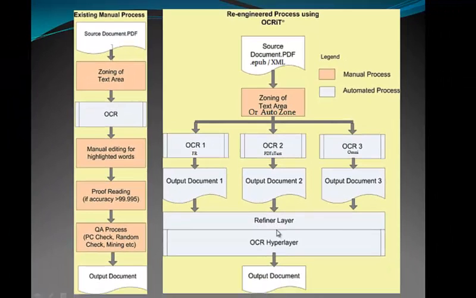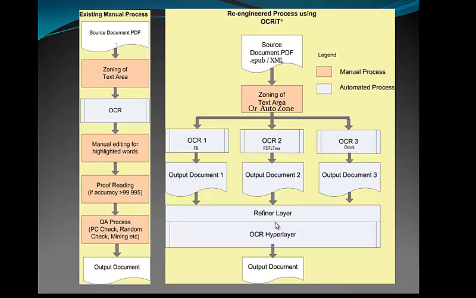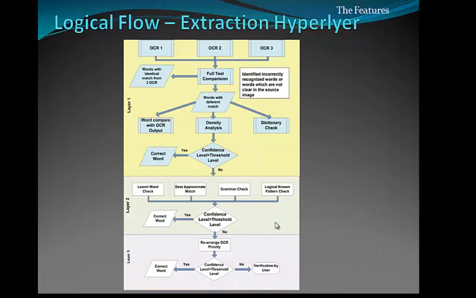Then we have introduced confidence level. If the confidence level is still low, we send it to the OCR hyperlayer and we get the correct output from there, a list of erroneous words and the expected word list. So I will explain it further.